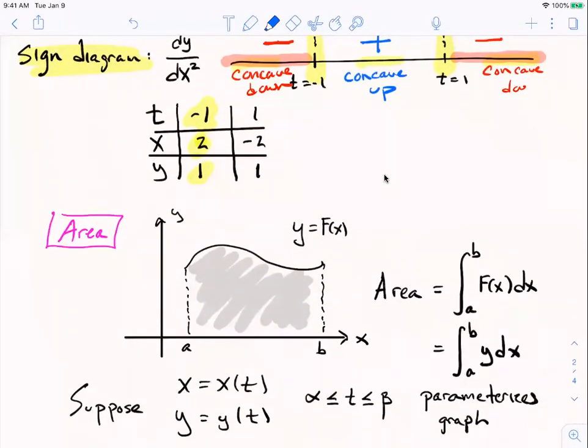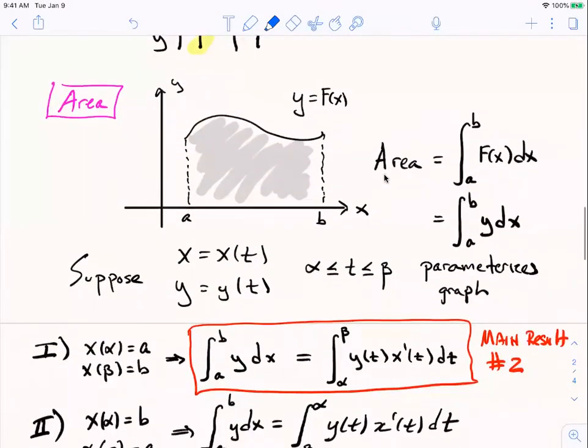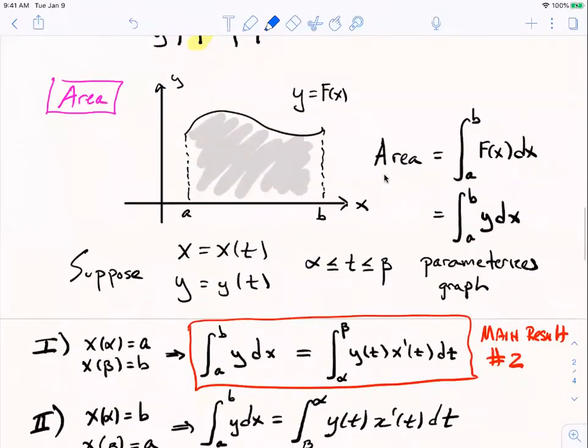Let's take a look at the area problem next. The area problem, the usual picture here. I've got some function y equals f of x, drawing a curve there. I want to calculate the area below it. In Calc 1, you were taught that the area is calculated by taking the integral of y with respect to x from a to b.